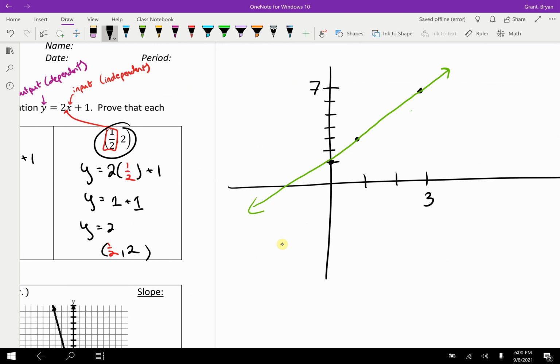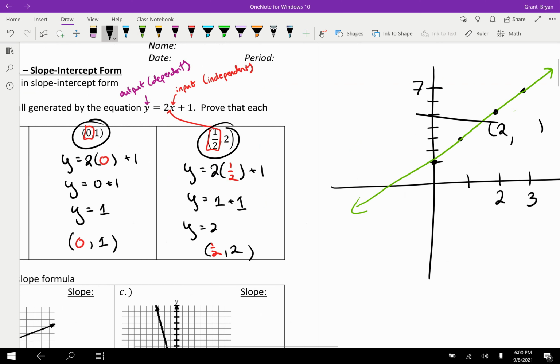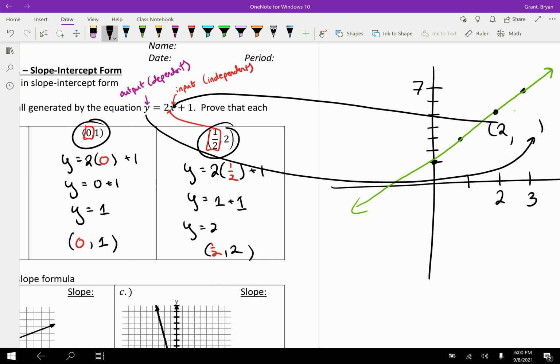For example, if I had this as an input of 2, this point right here, 2 comma something, will come from putting 2 into the equation, finding the output, and that will match this piece over here, right? 1, 2, 3, 4, 5. I think if I substitute 2 in here, I do get 5.